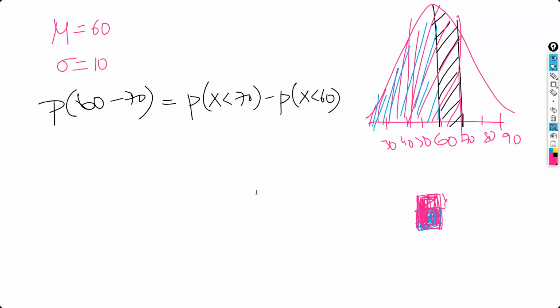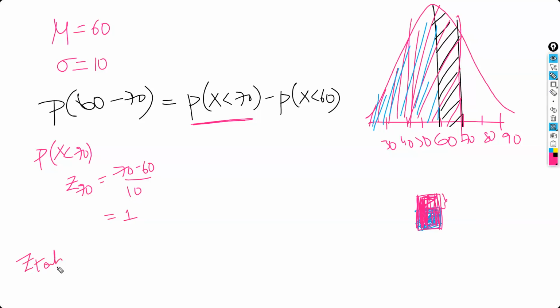Is it clear now? Now, how to calculate the probability of x less than 70? Let us calculate separately for x less than 70 first. That is z of 70. Z of 70 is nothing but 70 minus 60 divided by 10, which is 1. Now from the Z table, at z equal to 1, what is the probability value?